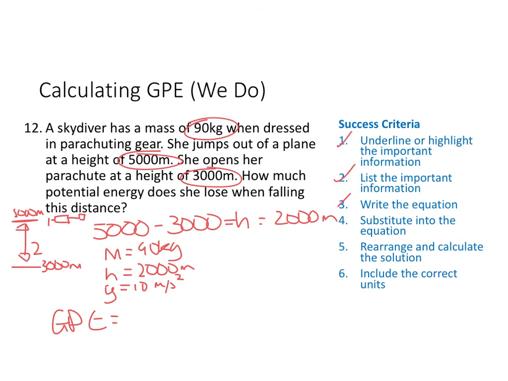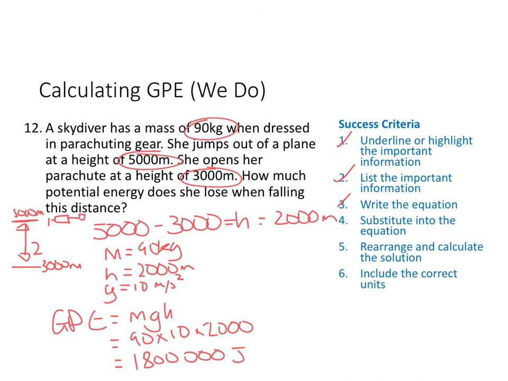So gravitational potential energy equals, let's tick these off, there we go, mgh. So we get 90 times 10 times 2,000. We work that out, so we get 900 times 2,000, and that is going to give us 1,800,000 joules.